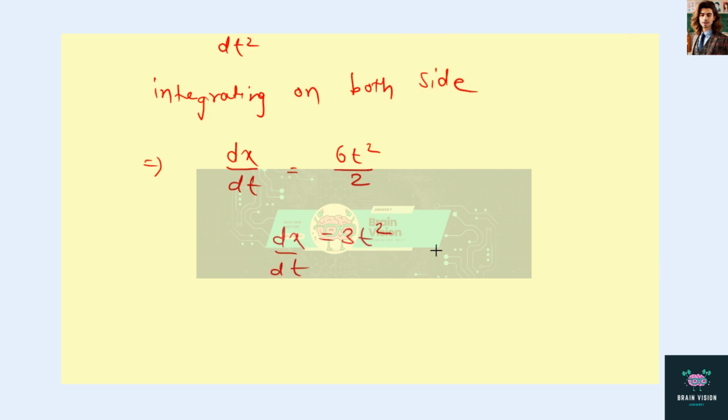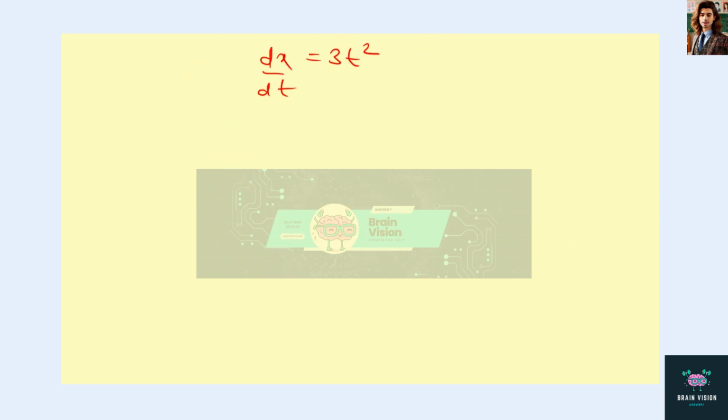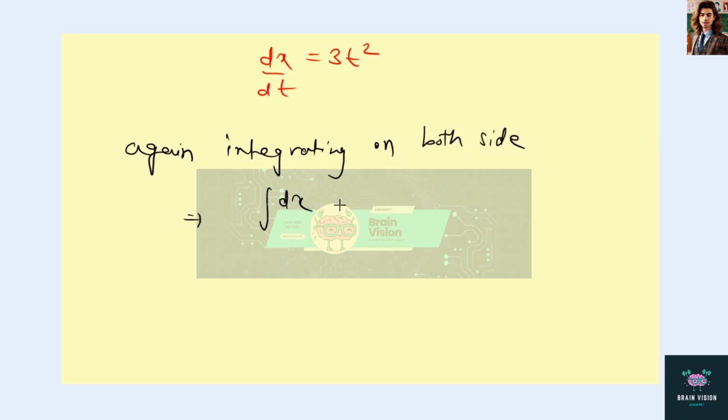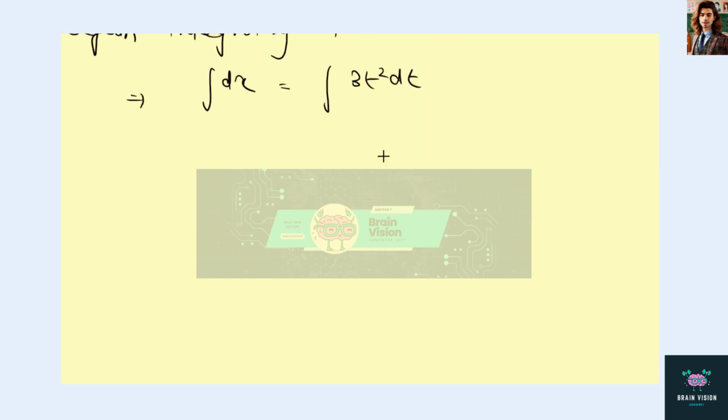Now if I again integrate on both sides, we can say that the integration of dx is equal to the integration of 3t square dt. So from here we get the position, x is equal to t cube. So the position at time t equals 2 seconds, x is equal to 2 cube, and this comes out to be 8 meters.